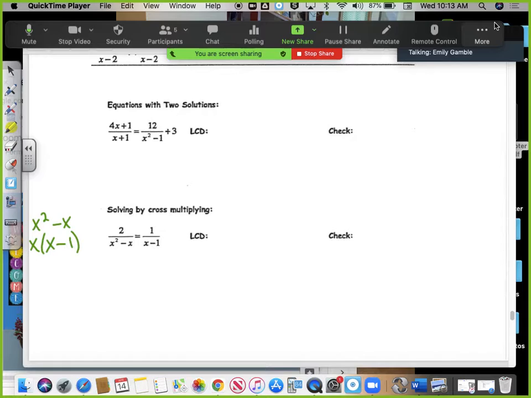So I'm going to rewrite this denominator as x times x minus 1, and this is going to be 1 over x minus 1. Okay, I factored everything. Nothing else can be factored. Let's move on to the next step.